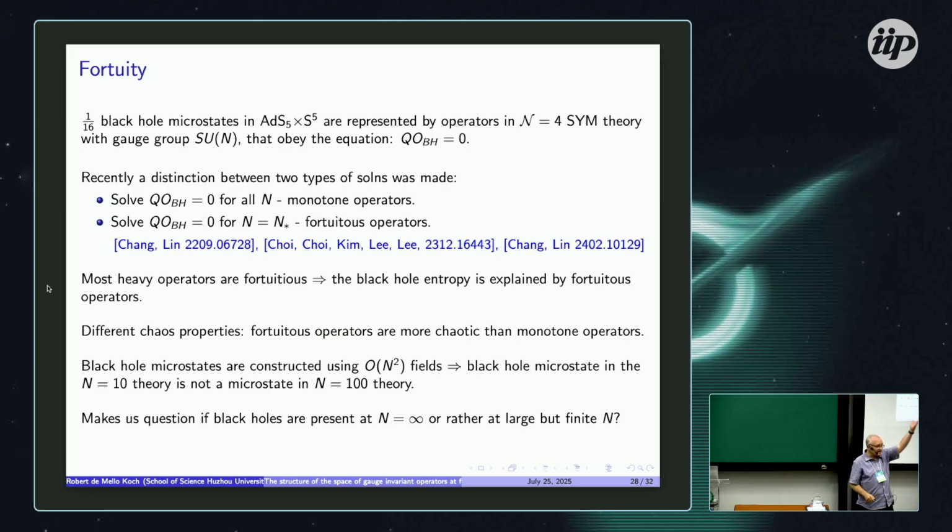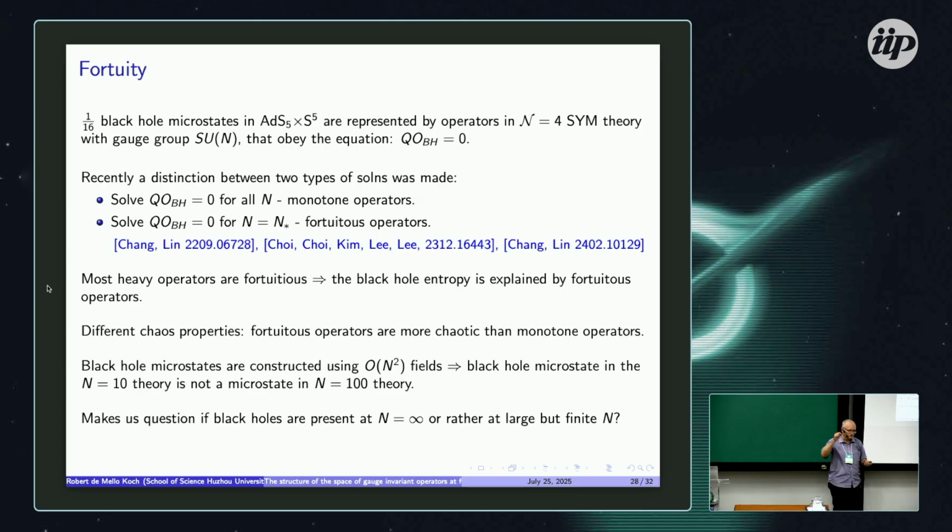So when you get to a high enough energy that there are significant trace relations, there's a lot more fortuitous operators than monotone operators. And in fact, most heavy operators are fortuitous, and the black hole entropy for these 1/16th BPS black holes is explained by fortuitous operators. Also, they have different chaos properties. So in a recent paper by Chen, Lin, and Shenker, Lyapunov times were calculated for monotone operators and fortuitous operators.